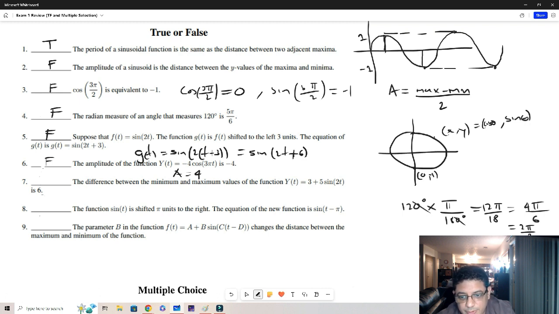Question 7 says the difference between the minimum and maximum values of the function 3 plus sine of 2t is 6. In this case, this is also going to be false. You can calculate the maximum by adding the amplitude to the midline, so the maximum here will be 3 plus 1, which is 4, and the minimum will be the midline minus the amplitude, so it'll be 2.